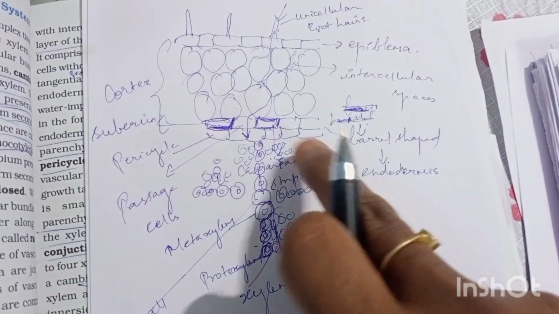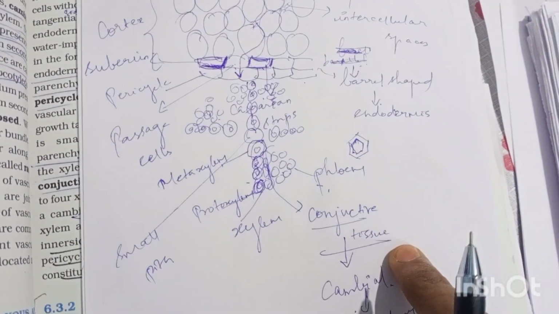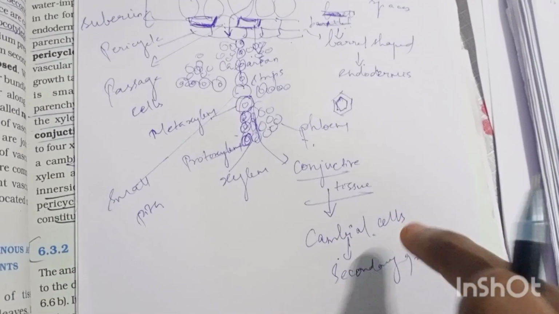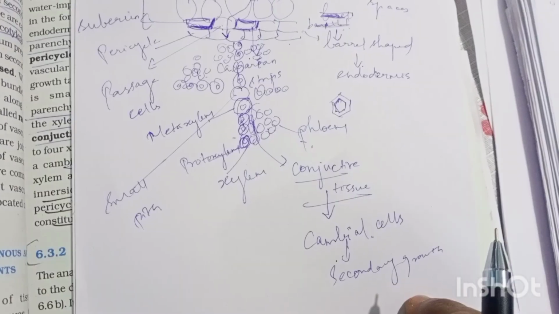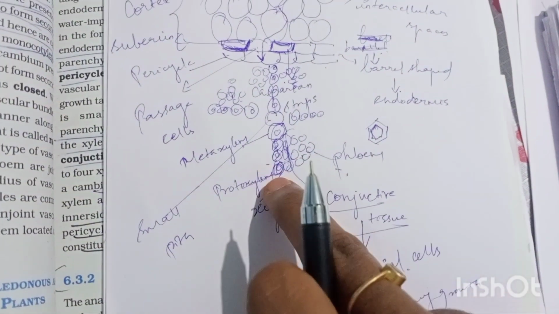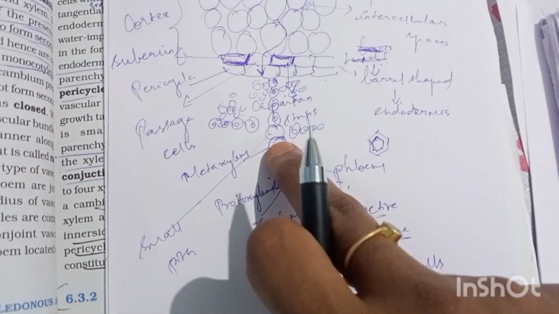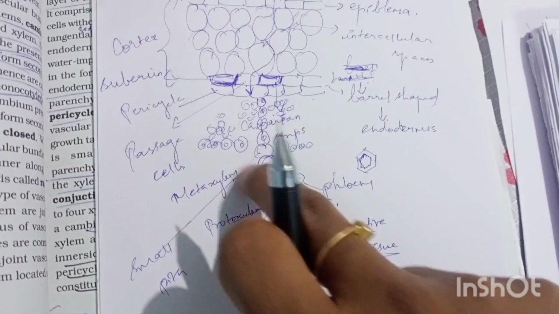Xylem and phloem occur as separate bundles here, which are joined by a special kind of tissue called conjunctive tissue. Conjunctive tissue will later develop into the cambial cells, which will regain their dividing capacity and show the secondary growth. The smaller xylem are known as protoxylem, and the bigger ones are known as metaxylem. In the center you have a small pith.